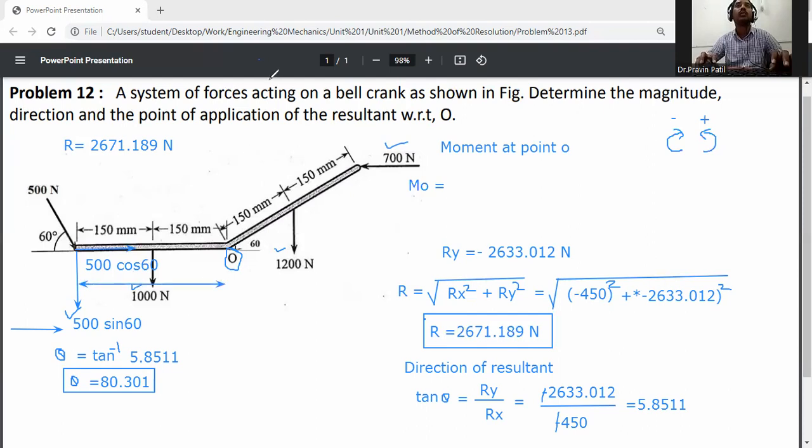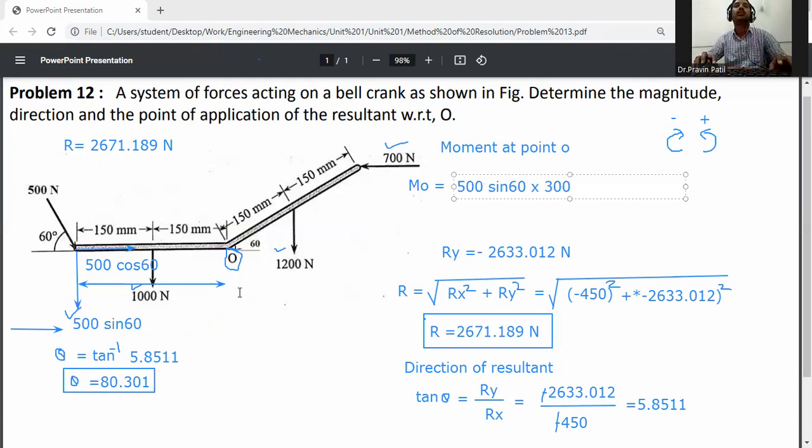So how is it rotating? This 500 sin 60 is rotating in the anti-clockwise direction. Anti-clockwise direction means it will be plus 500 sin 60 into 300.